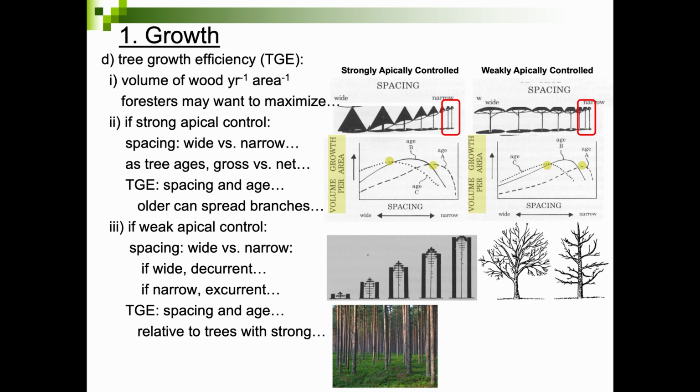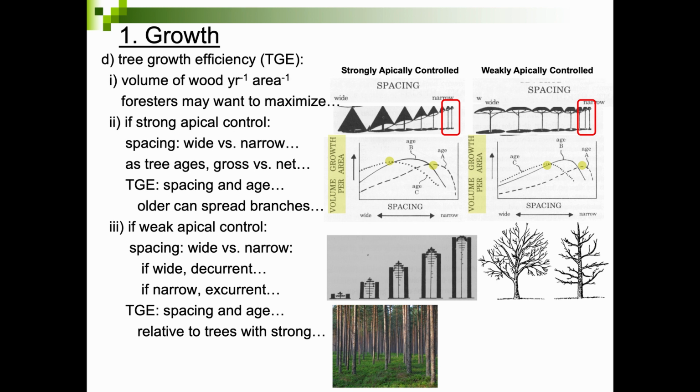So for both species types, both strongly and weakly apically controlled species, you are going to have a higher tree growth efficiency when they are narrowly spaced when they are young. This makes a lot of sense because young trees, they don't have a lot of tissues that need to be continuously supported by photosynthates, right? So even if they don't have a lot of leaf area, their metabolic demands are much lower.